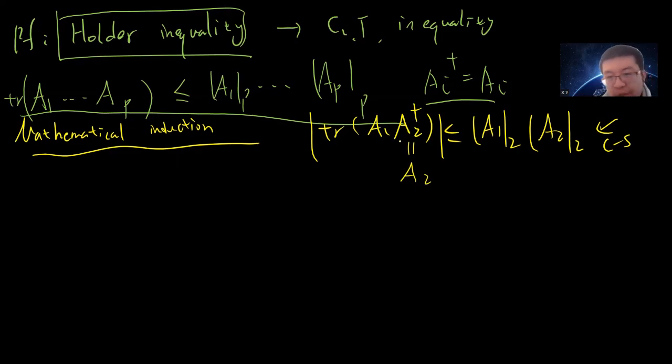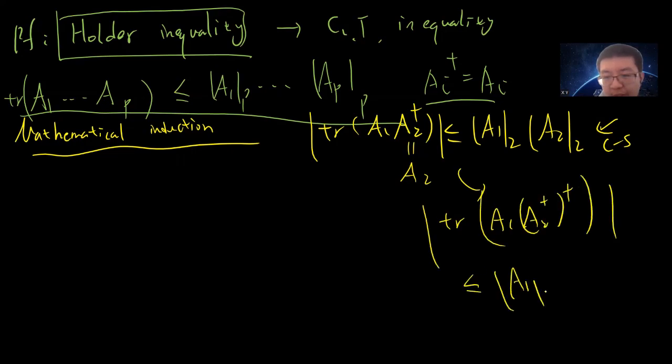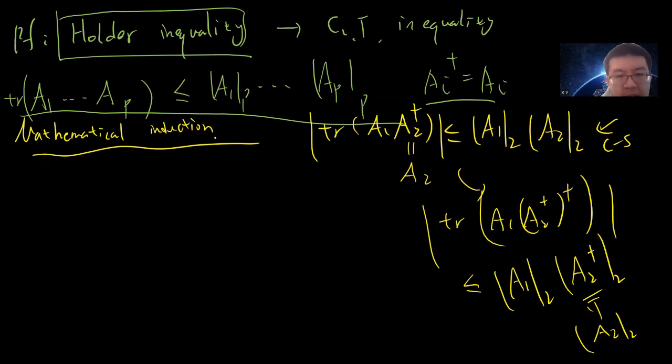If it's non-Hermitian, you can also prove it in the same way. Even though it's non-Hermitian, if you replace A2 dagger with A2, it is still true, because you can write the trace of A1 A2 dagger, which is bounded by the 2-norm of A1 times the 2-norm of A2 dagger. If you take the dagger of A2 and then the norm, it's the same as the original. So we have shown that p equals 2 is correct, and now we have the foundation for the next step.